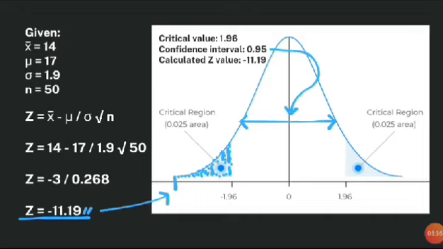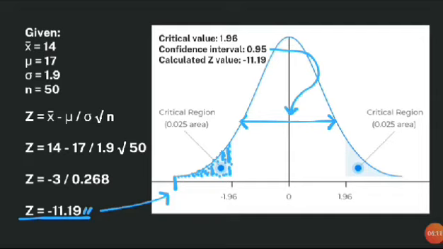14 minus 17 is equal to negative 3, and 1.9 divided by the square root of 50 is equal to 0.268. Divide negative 3 by 0.268 and we'll get our z computed value of negative 11.19. If we're going to put the z computed value in the bell curve graph, it's going to be placed in the far left in the shaded area or rejected region, which is shown in this bell curve graph right here.